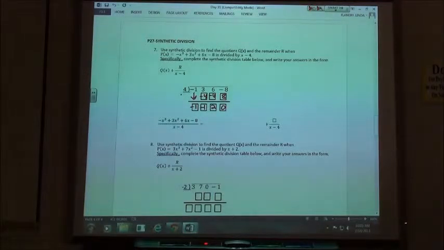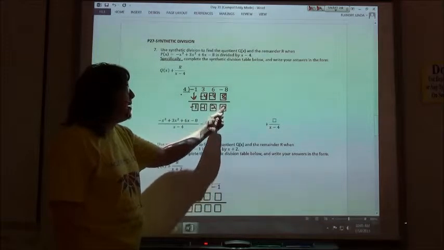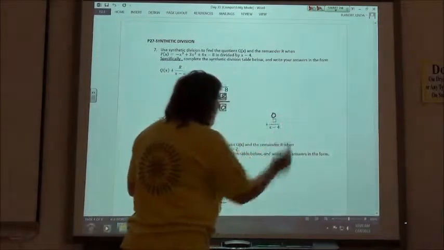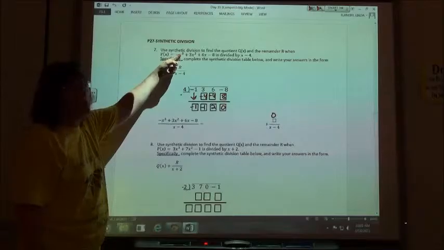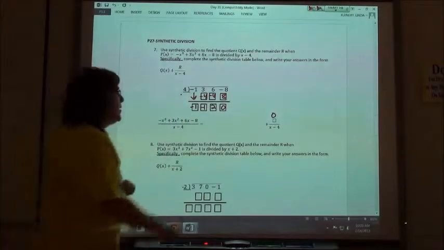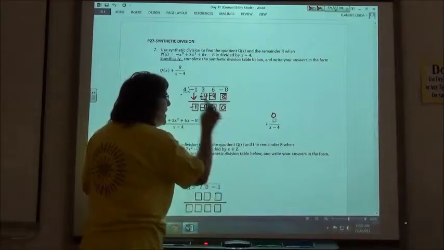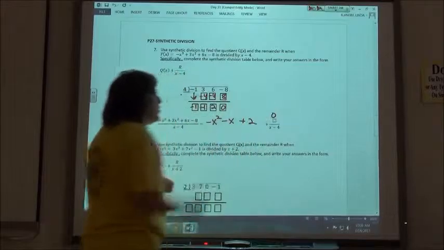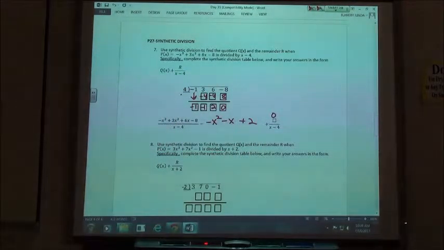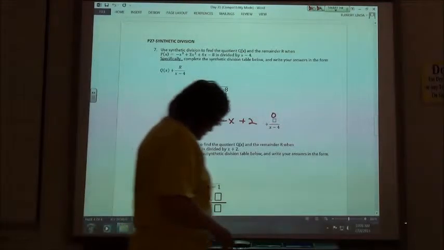So drop the first number and then multiply and add, multiply and add, multiply and add. The last number is your remainder. That's going to go in the little box above the fraction. The numbers in front of that are the coefficients to your answer, 1 degree lower than your original polynomial. So since this was a 3rd degree polynomial, we're going to have a squared. So I'm going to have a negative 1x squared, which would be negative x squared, minus an x, plus a 2, and then of course our remainder is 0. So that's probably a lot quicker than doing long division once you get the hang of synthetic division.